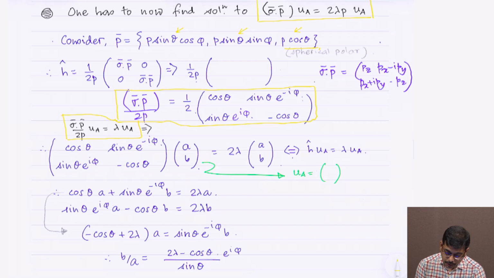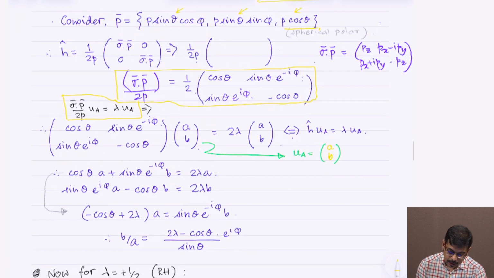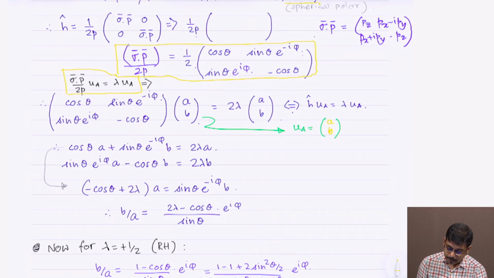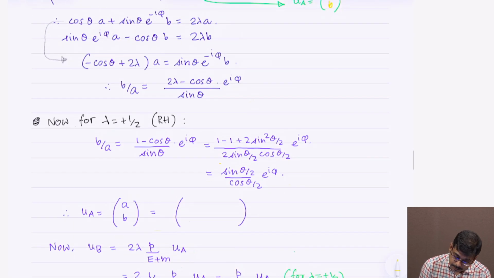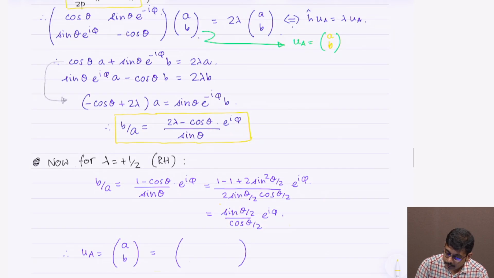Now, what you can do is that for UA, you assume this matrix to be having two components A and B, and just write explicitly once again. So, this is this whole quantity into AB equal to 2 lambda into AB, and do the matrix multiplication. If you do this matrix multiplication, you are going to find a relation between this B and A terms which you actually identified for the entries for UA.